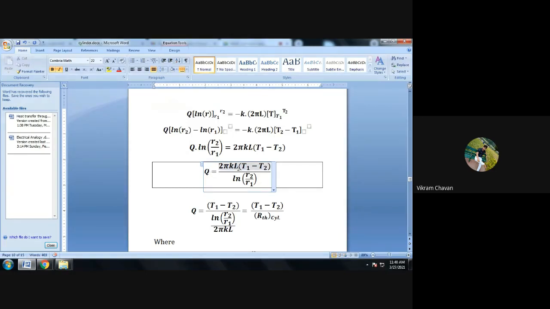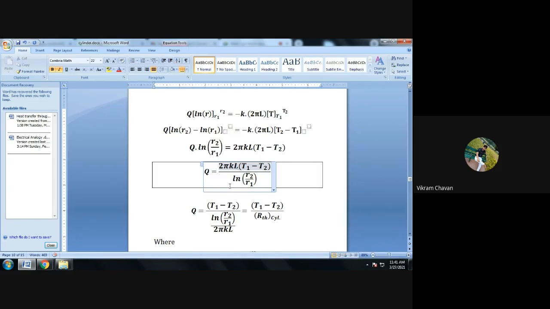So what is the remaining part in the numerator? 2 pi KL is the remaining part in the numerator. That part we have to shift to the denominator side without changing the significance of the equation, by eliminating the temperature difference. So we have shifted this 2 pi kl to the denominator.